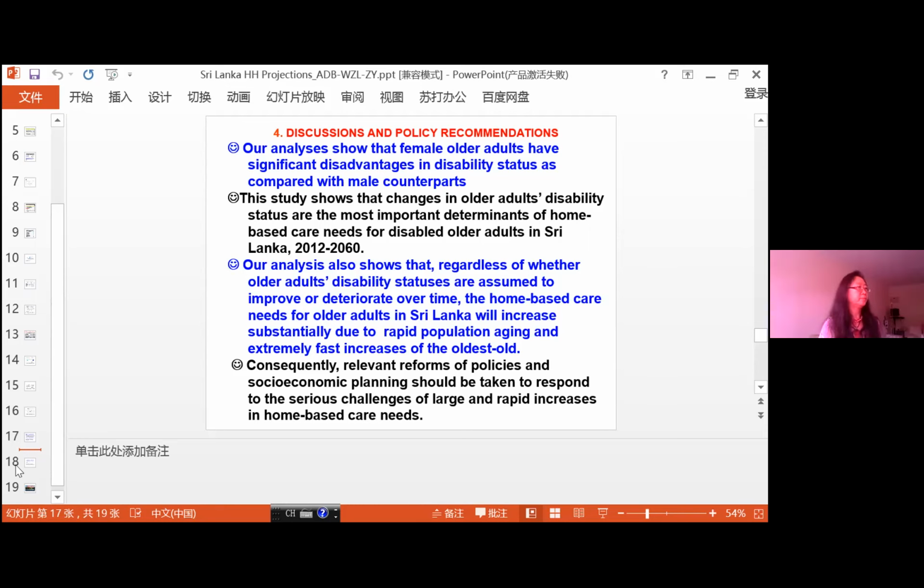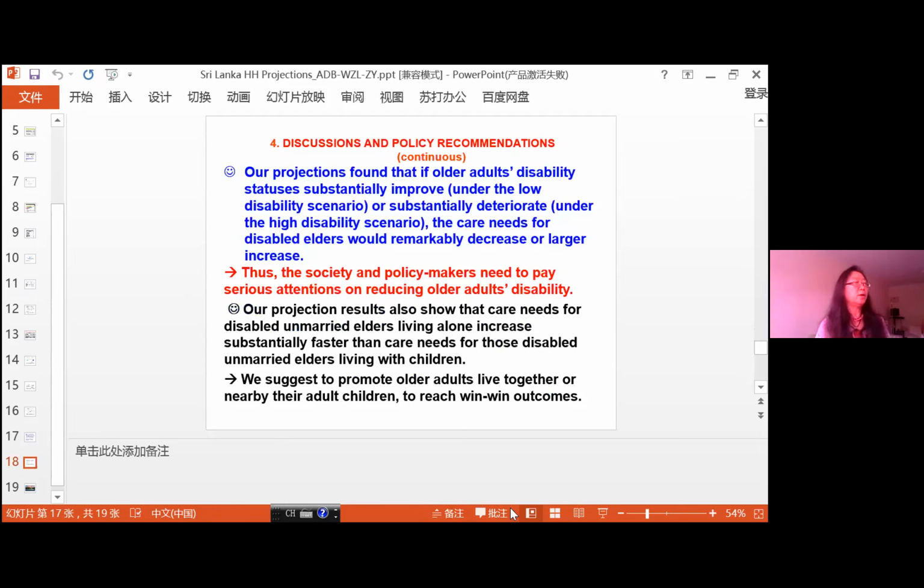Okay. So our conclusion is that we suggest promoting older adults living together with children or nearby, in order to improve the disability status of older adults.